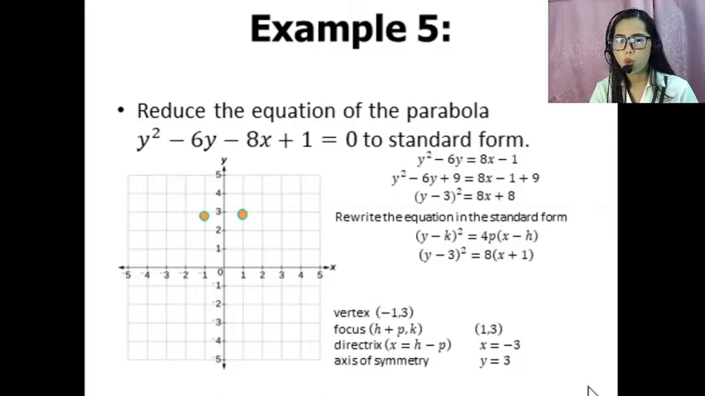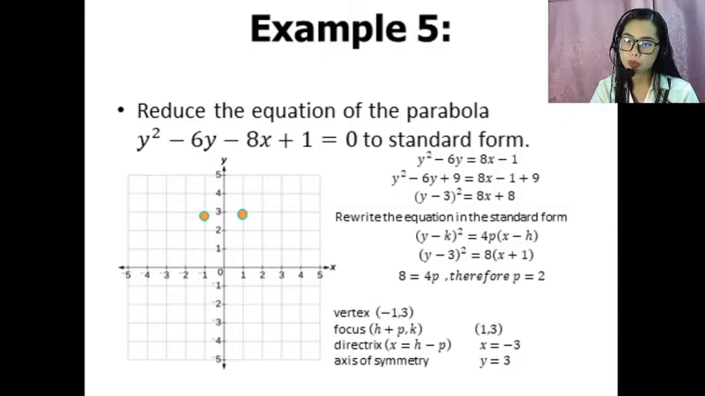Now, what is the value of our p? Our value of p is found by equating 8 to 4p. So 8 equals 4p, therefore our p equals 2. With this, it is now easier for us to identify our vertex, since our vertex is at (h, k). Since it's positive 1, it's the opposite sign, so our h is -1. The -3 becomes 3. So (h, k) is (-1, 3).